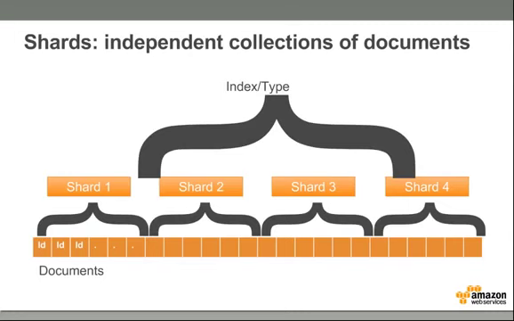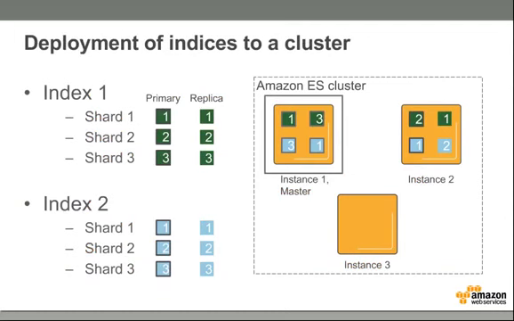A shard is a Lucene index. Each shard is its own Lucene index and gets deployed to a cluster. So for this example, we have 2 different indices within a cluster. We have index 1 and index 2. And then each of those indexes has 3 shards, shard 1, 2, 3.